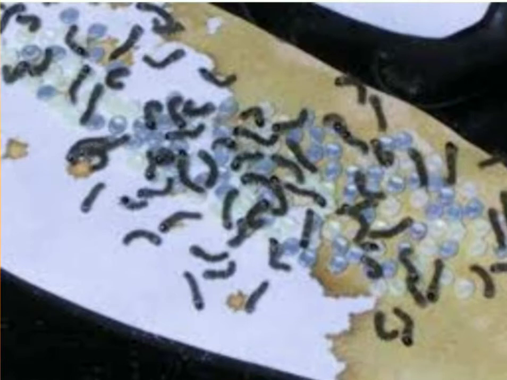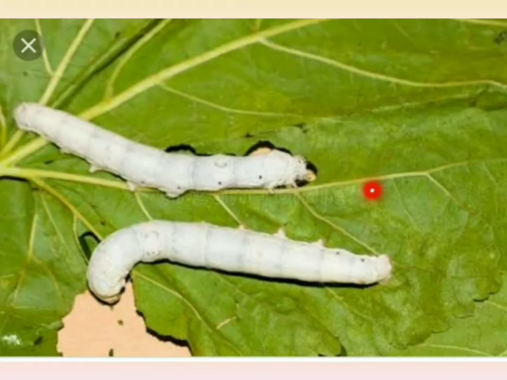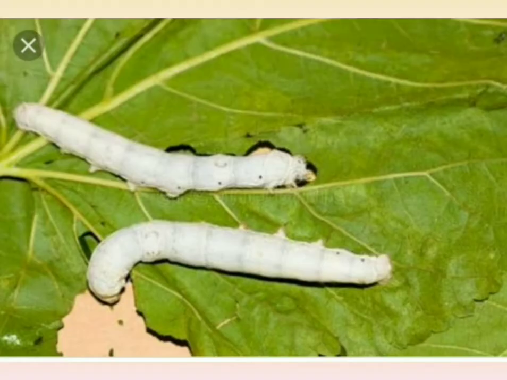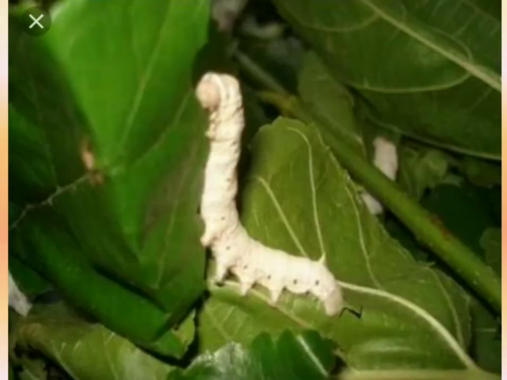And this is the larva. When the eggs hatch into larva, the larva will be so tiny, like ants. You are feeding it with mulberry. Day by day the size will increase and it becomes this much big. It will eat continuously day and night.